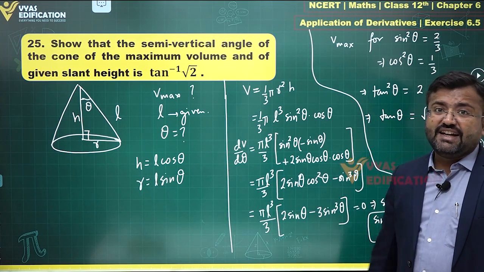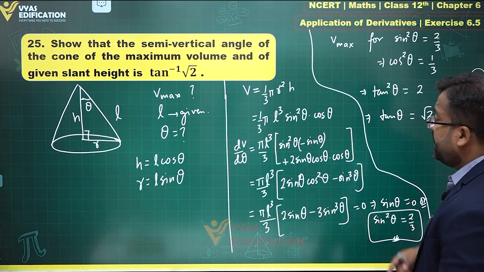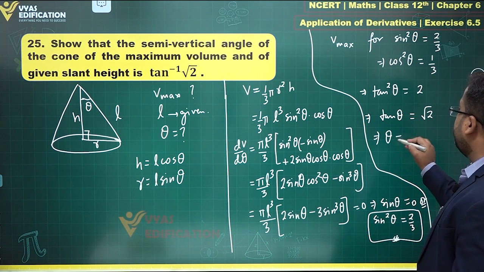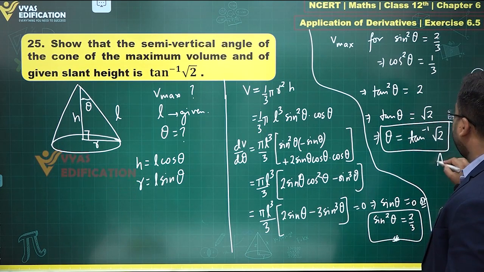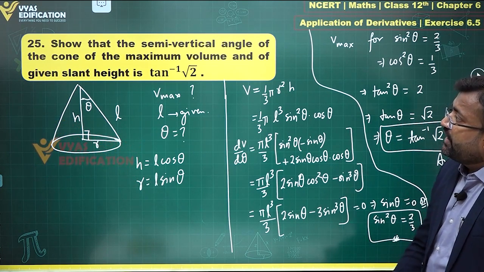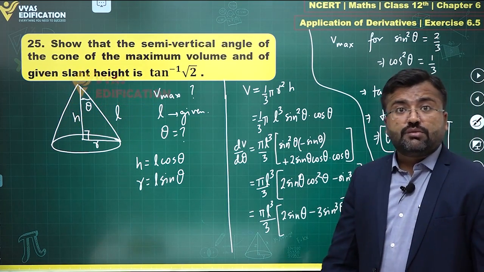You can observe that the semi-vertical angle lies between 0 and pi by 2. That's the first quadrant, and this tells me theta will be tan inverse root 2 for maximum volume. That's the required answer over here. For maximum volume, this is what you get. That's the complete solution of this question, question number 25.